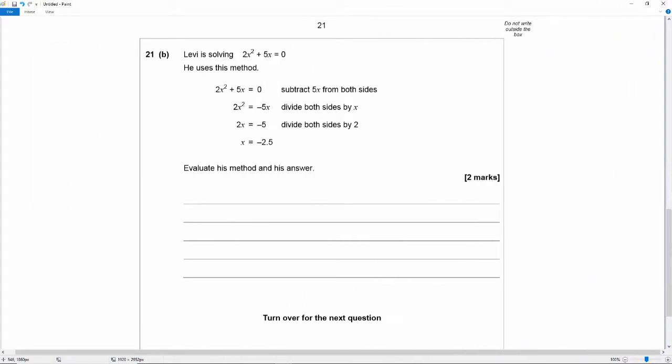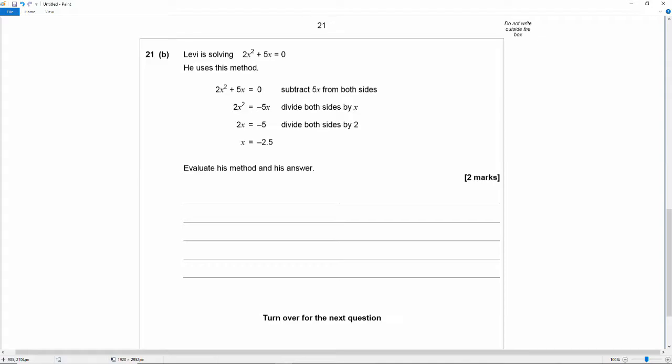Okay, picking up in part B, Levi is solving 2x squared plus 5x equals 0. He uses this method. 2x squared plus 5x equals 0. Subtract 5x from both sides. 2x squared equals minus 5x. Divide both sides by x. 2x equals minus 5. Divide both sides by 2. X equals minus 2.5. Evaluate his method and his answer.